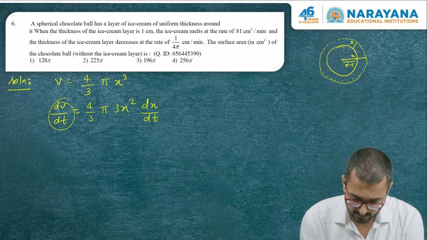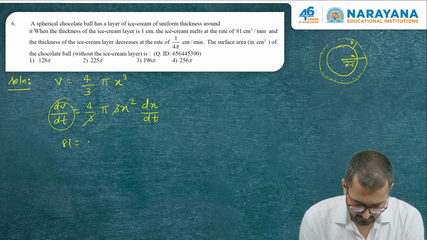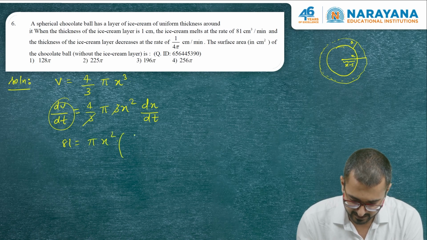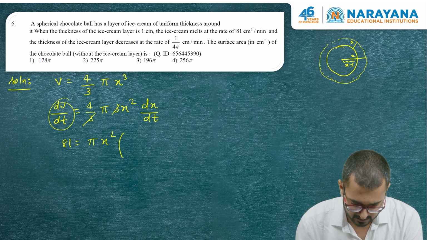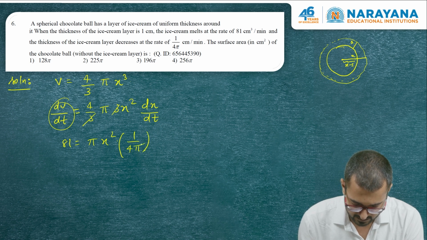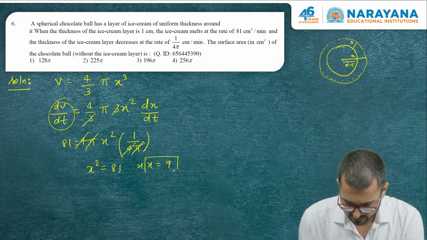The volume change is given as 81, so 81 is equal to 4 by 3 pi, this 3 we can cancel, so it gives pi x square and dx by dt. The thickness of the ice cream layer decreases at the rate of 1 by 4 pi. So this pi and this pi will cancel, and this 4 will also get cancelled. So x square is equal to 81. That means x is equal to 9.